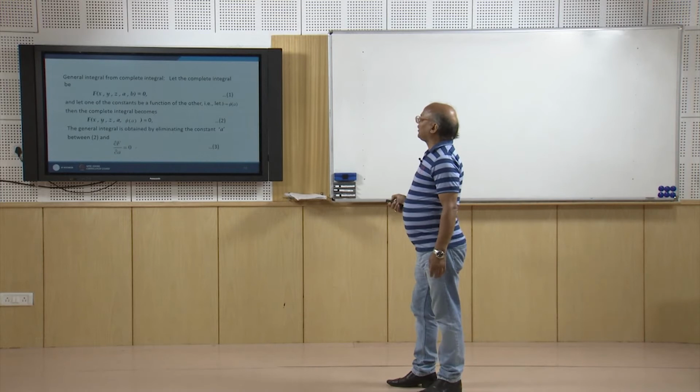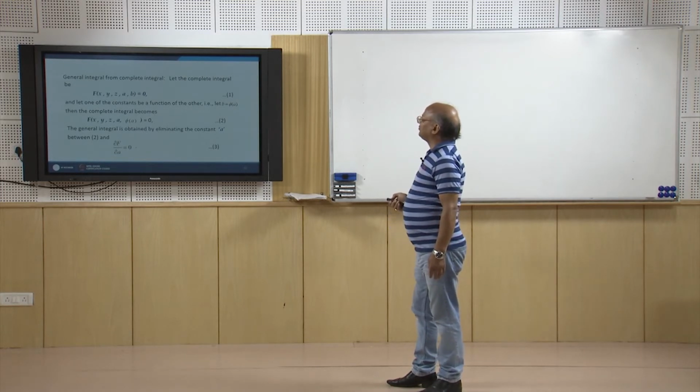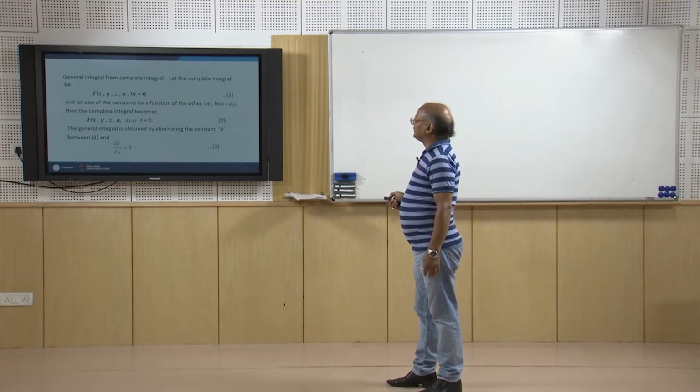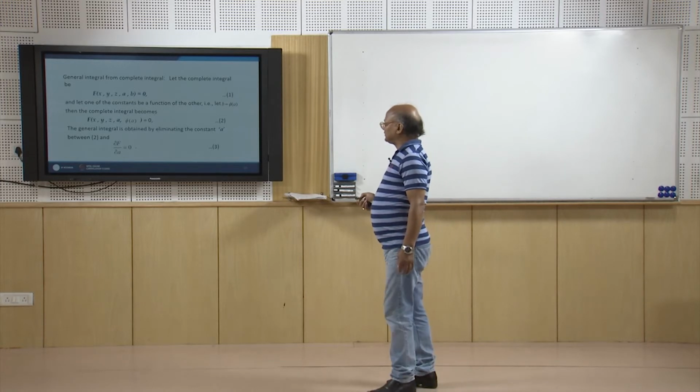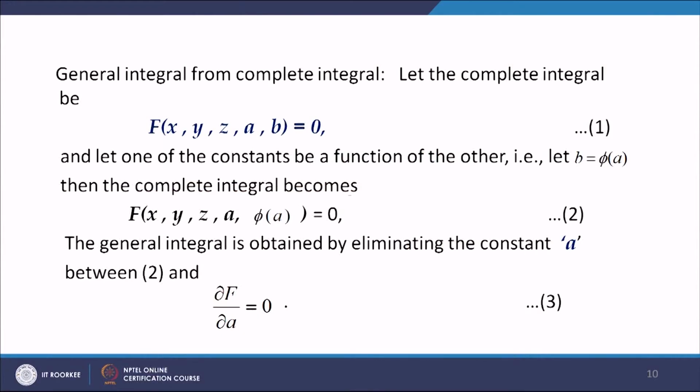So now let us see how we can obtain the general integral from the complete integral. Let us say the complete integral of the differential equation f(x, y, z, p, q) equal to 0. Here x and y are taken as two independent variables and we have two arbitrary constants. We have defined the complete integral as the solution involving as many arbitrary constants as there are independent variables.